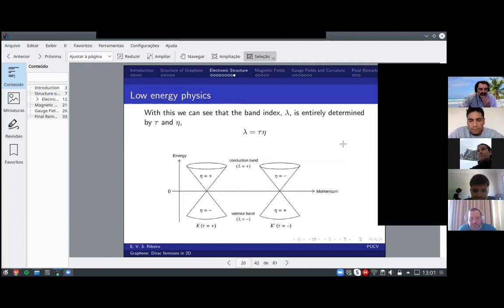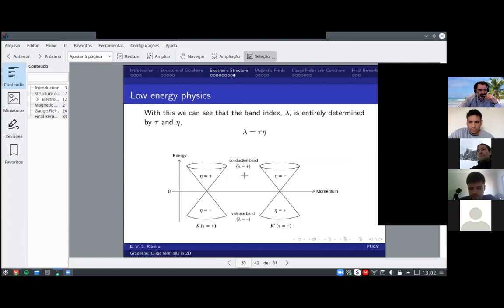So in this graph, eta is the chirality, right? Yes. And right, so the conduction band is this upper band, which has lambda equals plus 1. So my question is, why are the helicities in the conduction and valence band interchanged for the K and K prime?